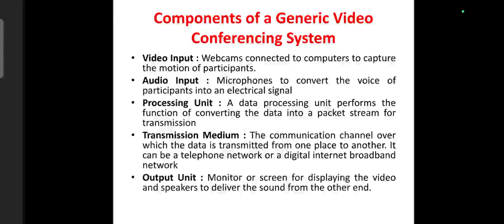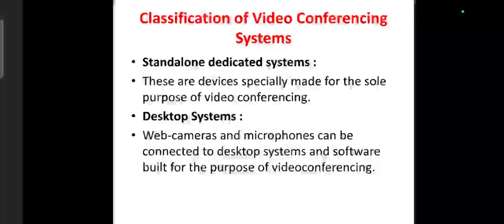The third component is the processing unit. The processing system compresses audio and video data, converts them into packets, and prepares them for transmission. The fourth component is the transmission medium. This can be the internet, broadband networks, or telecommunication systems through which data is transmitted. Finally, output devices such as monitors, displays, and speakers reproduce video and audio information for the participants. These are some of the classifications of video conferencing systems: standalone dedicated systems and desktop systems.